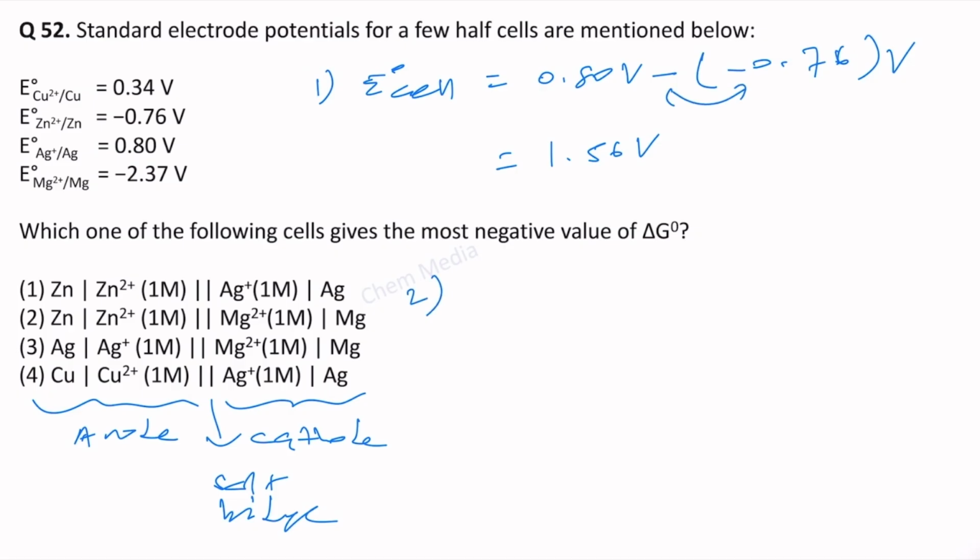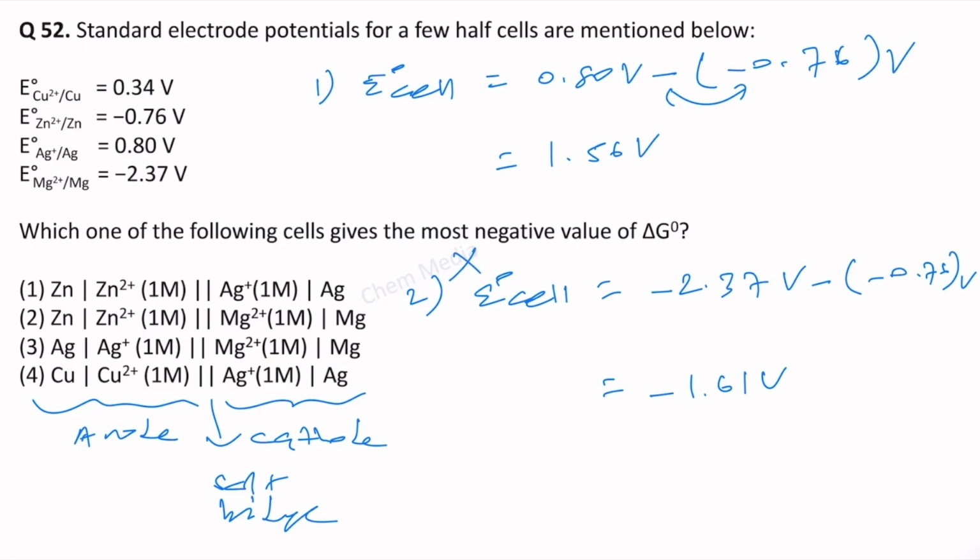And then number 2, E cell standard in this case is reduction potential of the cathode, that is Mg2 plus becoming Mg, so minus 2.37 volt, minus reduction potential of the anode, that is minus 0.76 volt. So therefore this will be equal to minus 1.61 volt. So therefore this is definitely not the correct answer, because in the delta G equation there is another negative sign. So with this negative sign it will become positive.